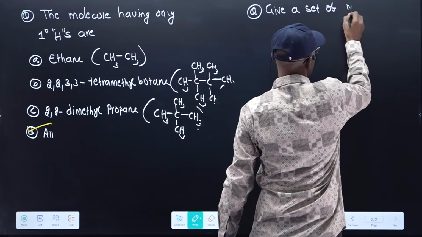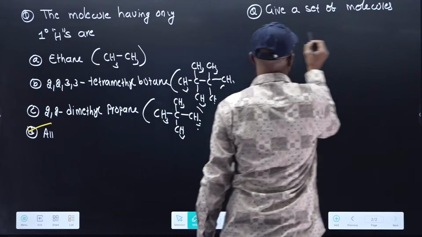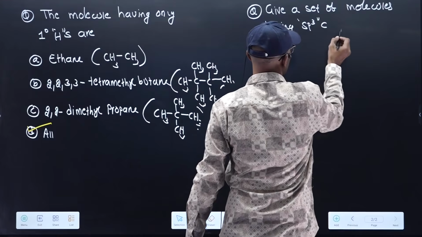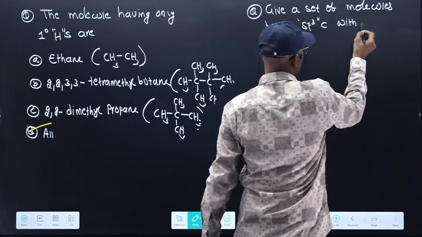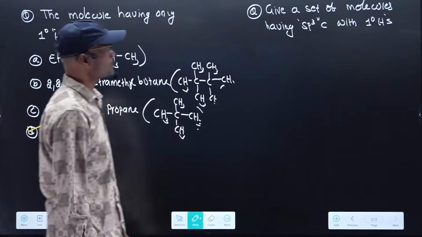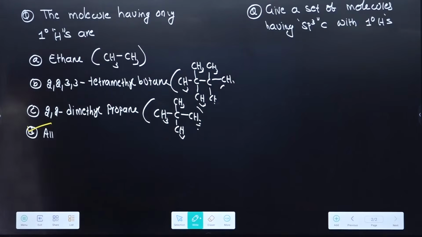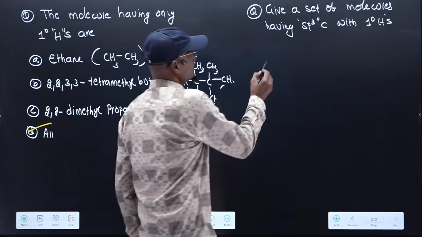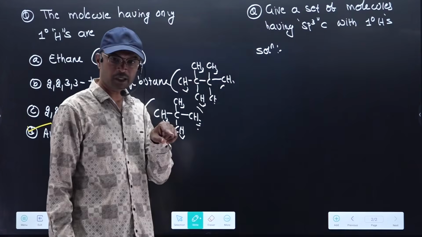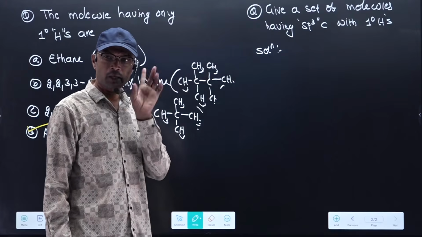Give a set of molecules having sp3 carbons with primary hydrogens. Give the answer. What is the question? They should carry what type of carbon? sp3. They should carry sp3 and they should carry only primary hydrogens.